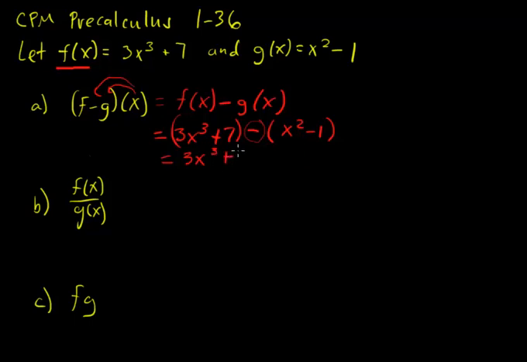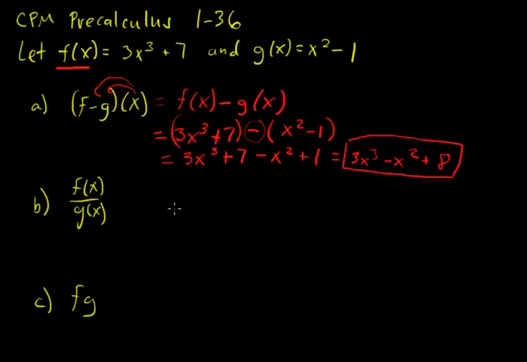So it's 3x cubed plus 7. That negative goes to both terms in here. Minus x squared, minus times a minus becomes plus 1. And that's just equal to, combine like terms, 3x cubed minus x squared plus 7 plus 1, which is plus 8. And that is simplified, and we're done with part A.